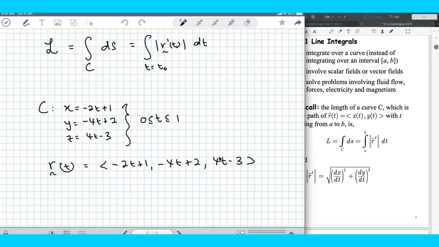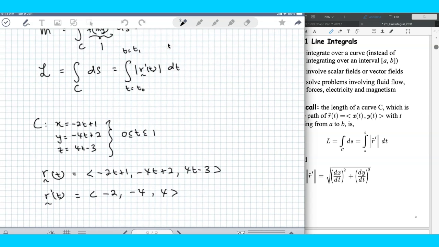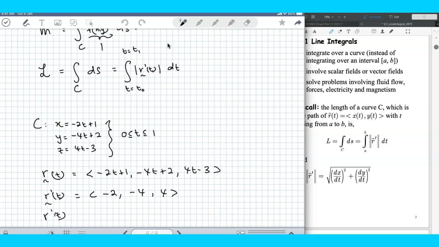Now we want to get the speed. Based on the formula, you have to find the speed. So r prime of t is minus 2, minus 4, and 4, and then find its magnitude: the square root of 4 plus 16 plus 16. This gives you 32 plus 4, the square root of 36, and you will get 6 here.